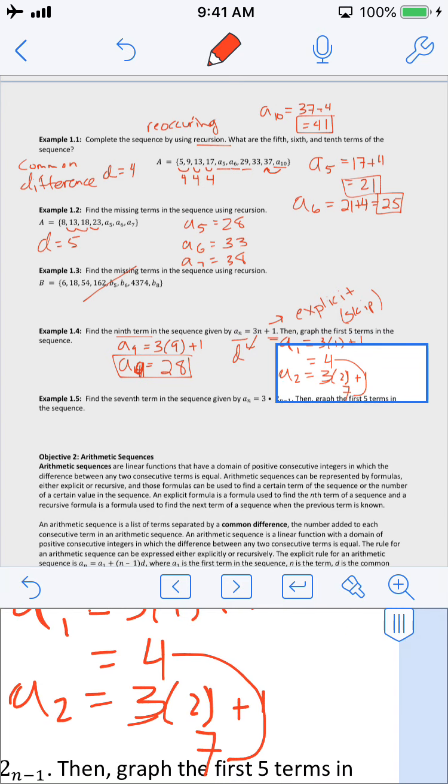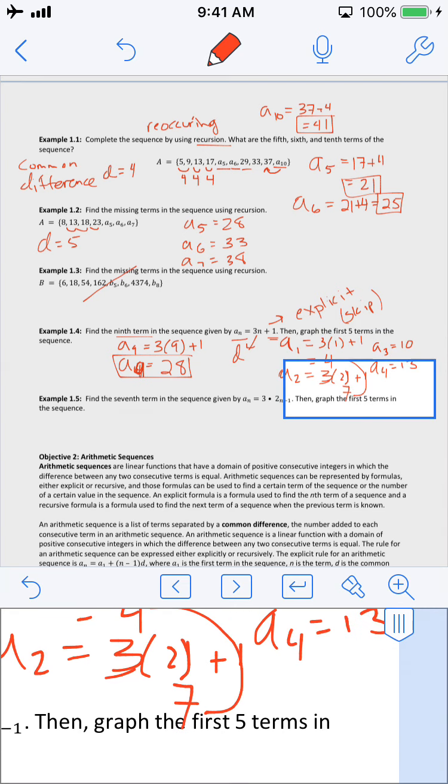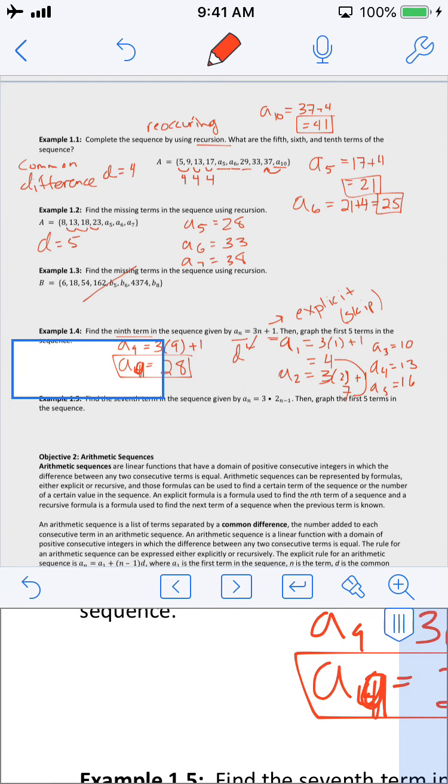Okay, so I have the first 2 terms. Now I know the pattern is add 3. So I could plug in 3, I could plug in 4, and I could plug in 5, but instead, why don't I just add 3? A3 would be 10, A4 would be 13, and A5 would be 16. You see how easy that is? So recursion came in handy here when we had to find 5 terms, whereas explicit was helpful when we only had to find 1. All right, then we'll graph them.